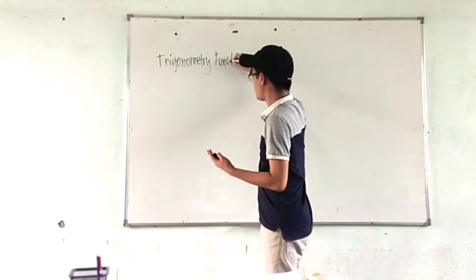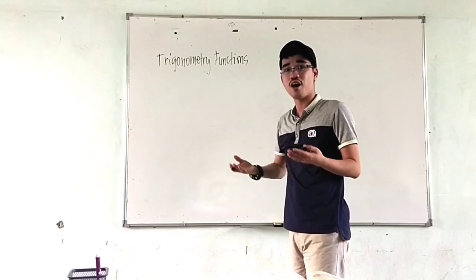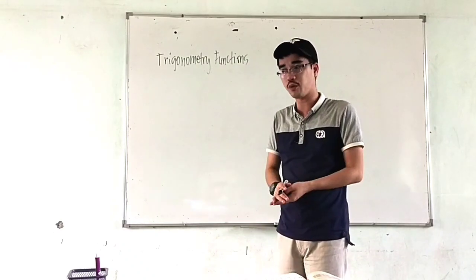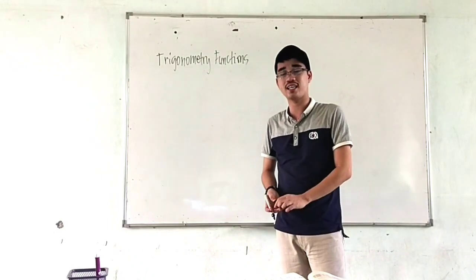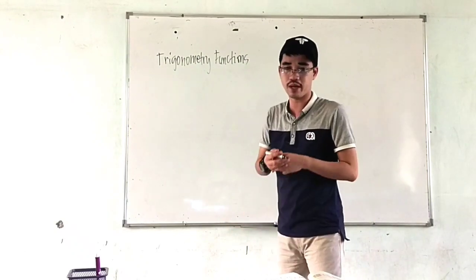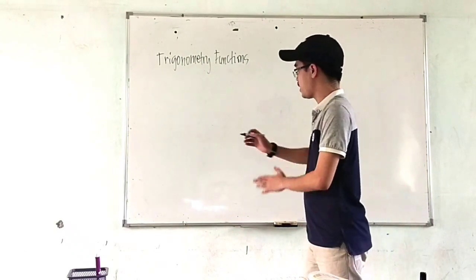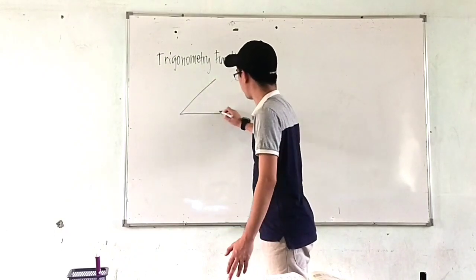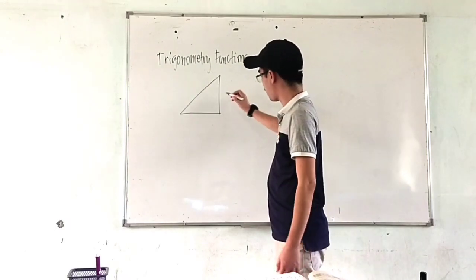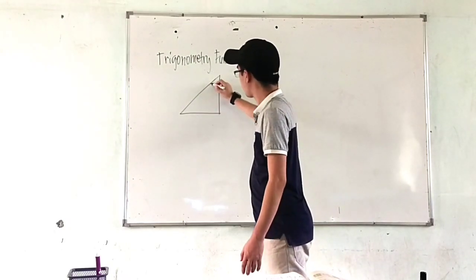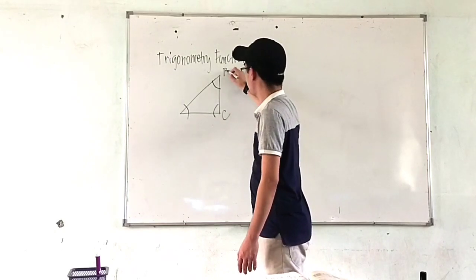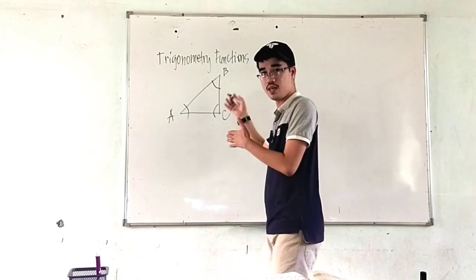So basically we have six functions that we are going to solve today, but most frequently, tatlo po ang kadalasang ginagamit. Okay, so as we know, we have here the trigonometric functions. Magdo-drawing muna ako ng isang triangle. Then we have there C, B, A, or angle A, B, C.